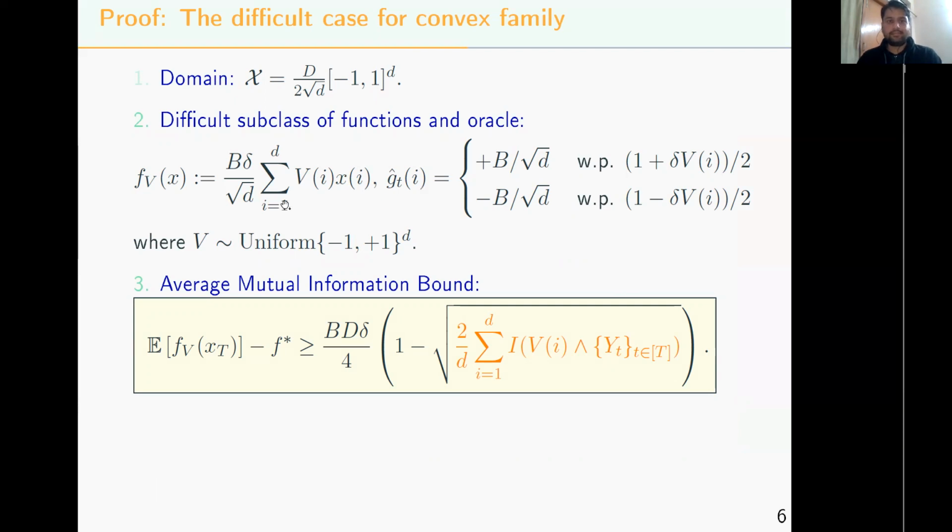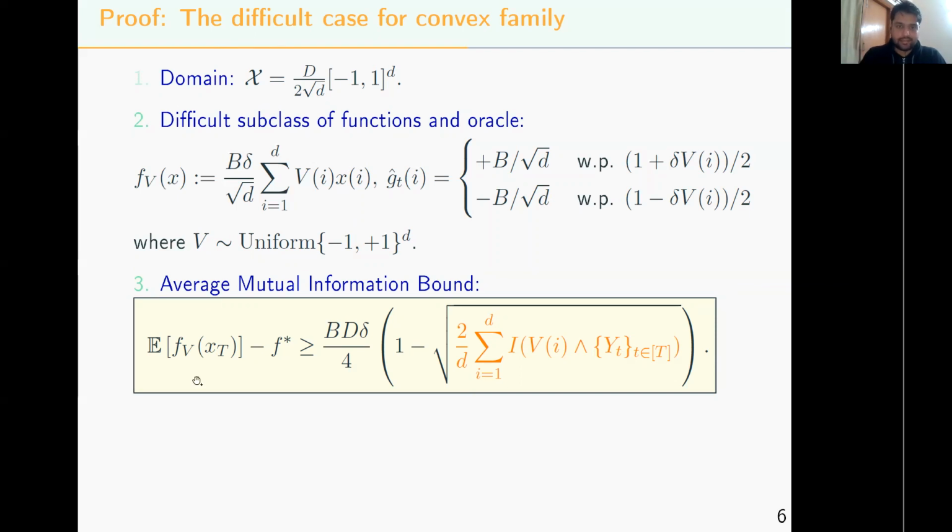And the idea behind the proof is that each of these 2 raised to D functions has its optimal solution at one of the corner points of this hypercube. So any algorithm which is able to optimize this function well enough should be able to be close enough to the corner point. But if you're able to be close enough to the corner point, you should also be able to estimate this parameter V.